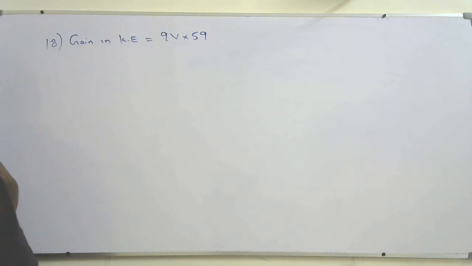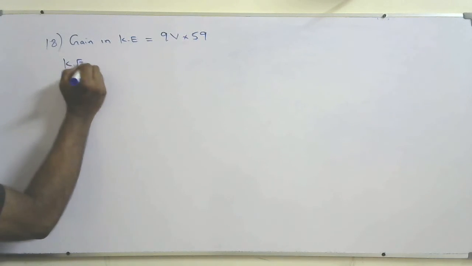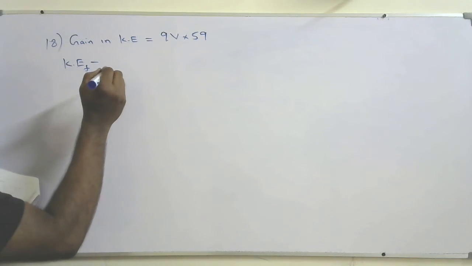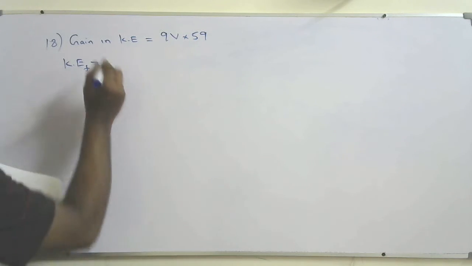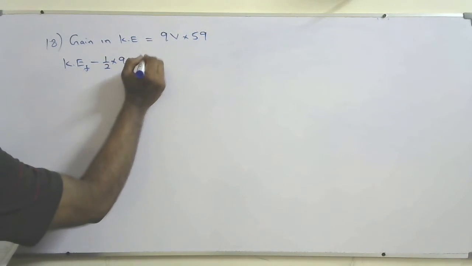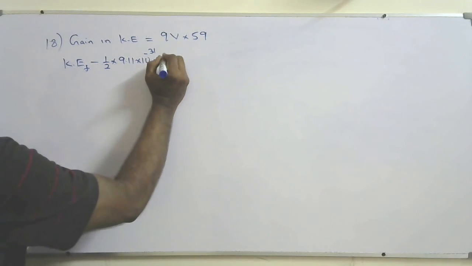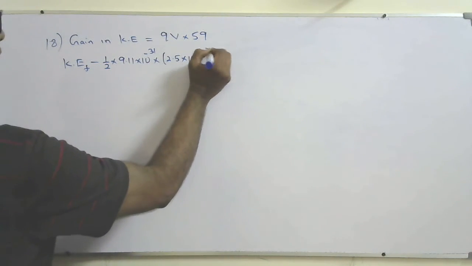The question is to calculate the energy of the electron as it emerges. So the gain in kinetic energy is the final minus the initial kinetic energy. We can find the initial kinetic energy since the speed is given for the electron: half into 9.11 times 10 to the power minus 31 into 2.5 times 10 to the power 6, squared.